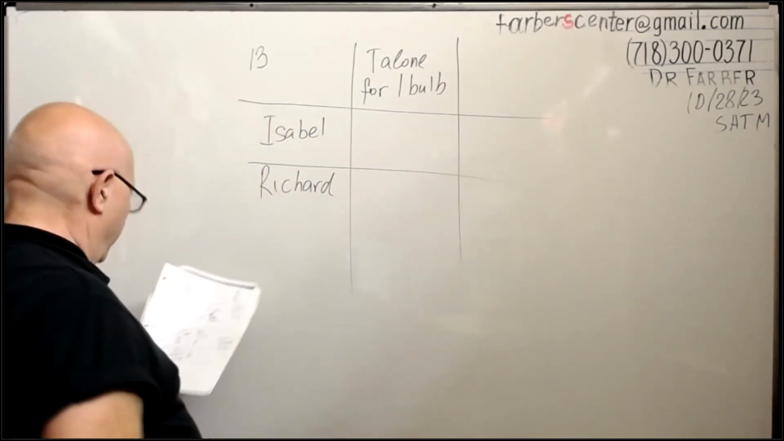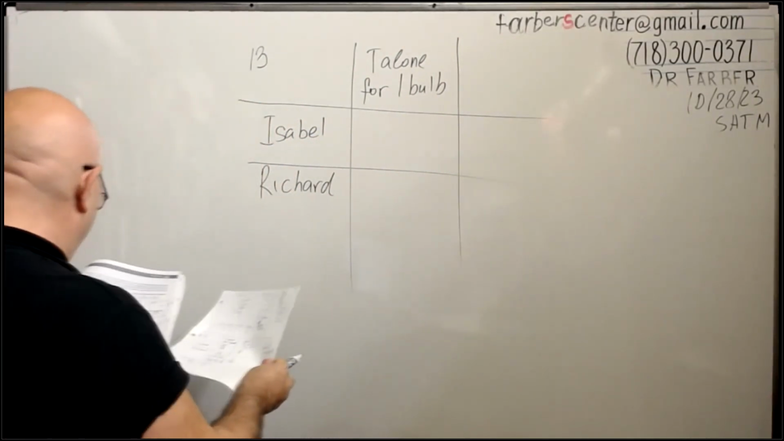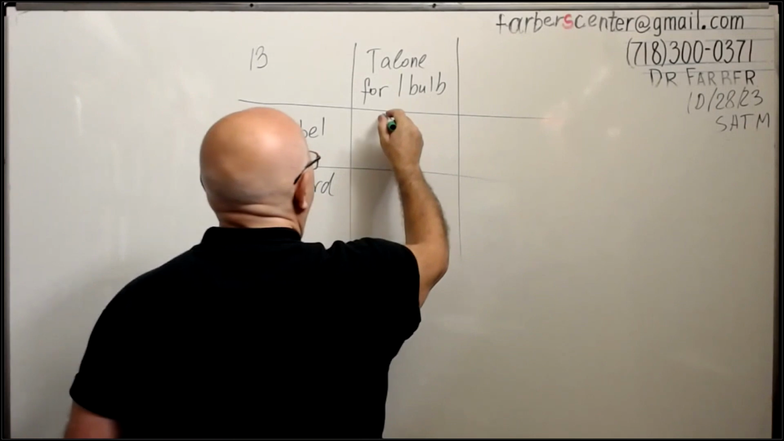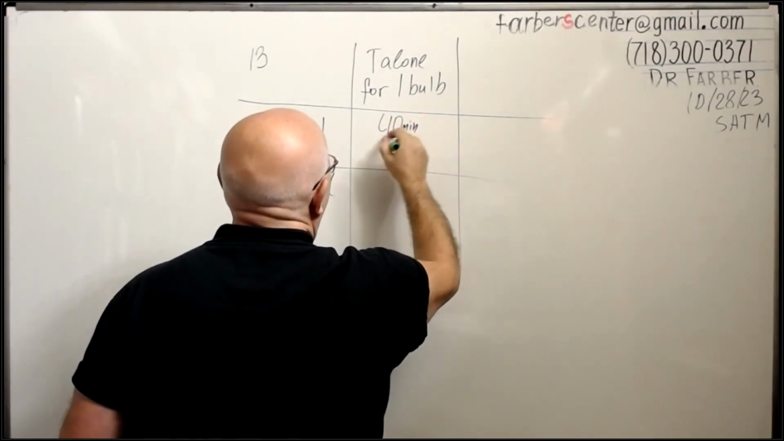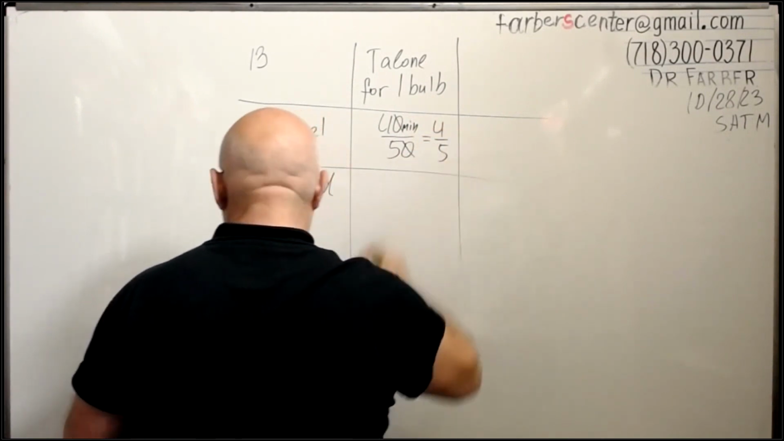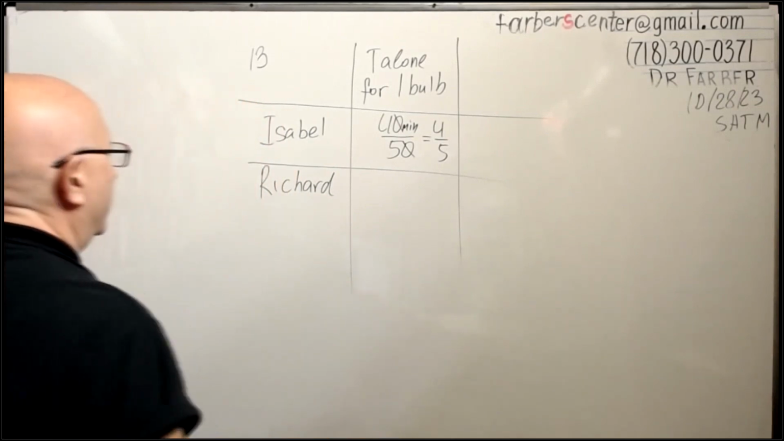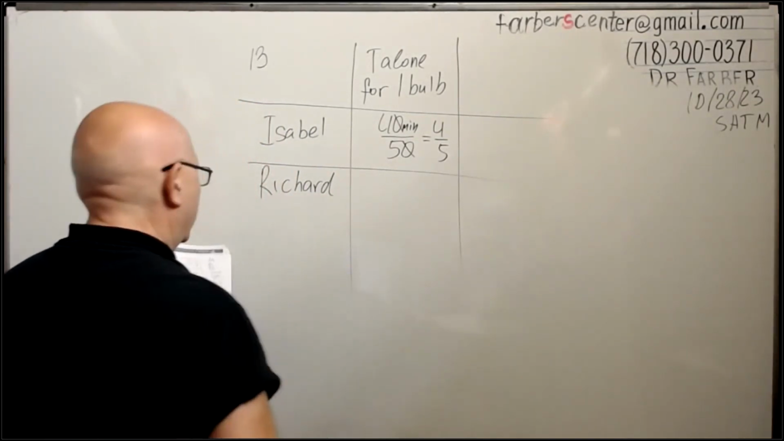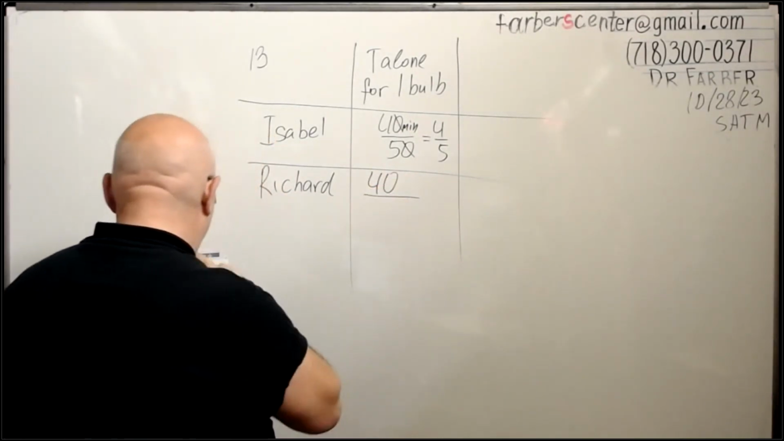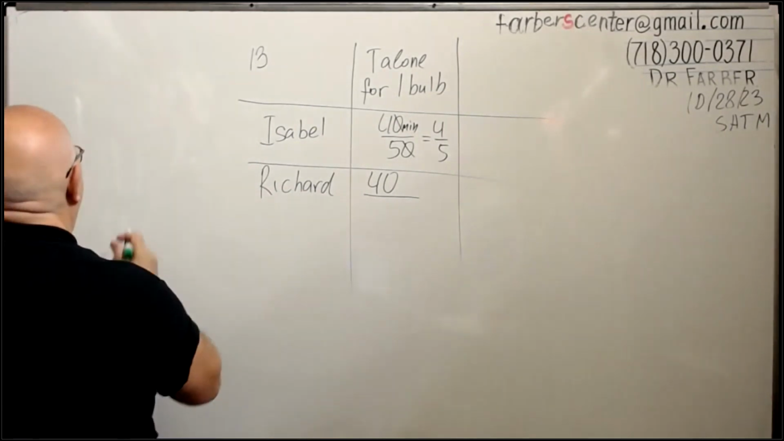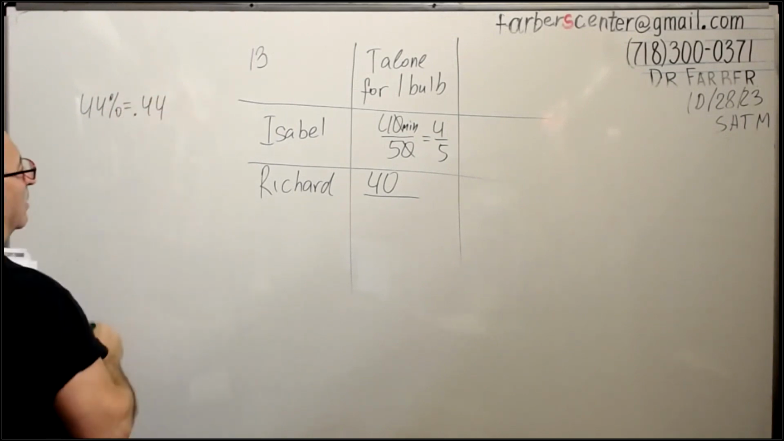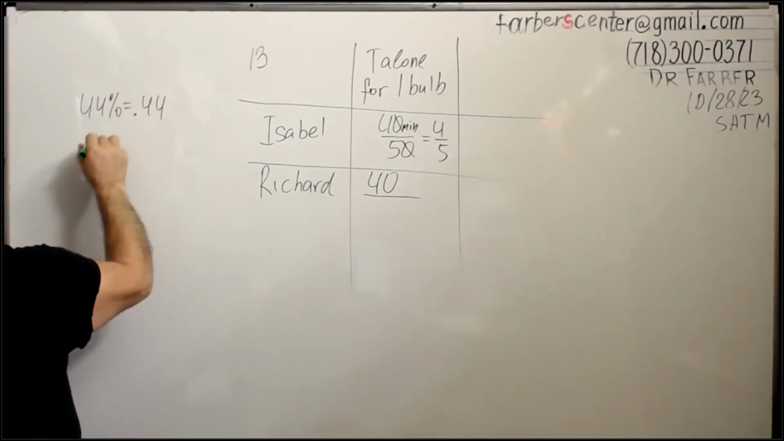How to get this? Easy. Look at this. They said that the first one, 50 bulbs in 40 minutes. It means 1 bulb would be 40 minutes over 50, or 4 over 5. So far, so good. What about Richard? Richard is 40 divided by, they said, look at this, I do preliminary, 44%. 44% is the same like 0.44. Of this time is 0.44 times 50.